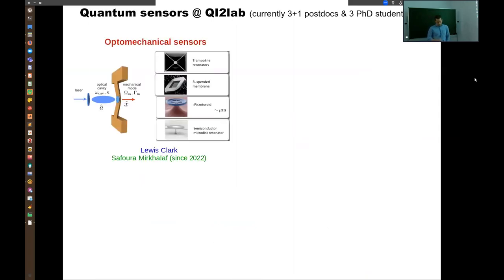And what these sensors are, I think the first type of device will be optomechanical sensors. So I'll be talking here about devices that are micrometer, even nanometer size. These are devices in which one would like to couple light with a vibrating mechanical structure. So, for example, think of cavities in which you replace one of the mirrors with some kind of, for instance, trampoline resonators or suspended membranes.